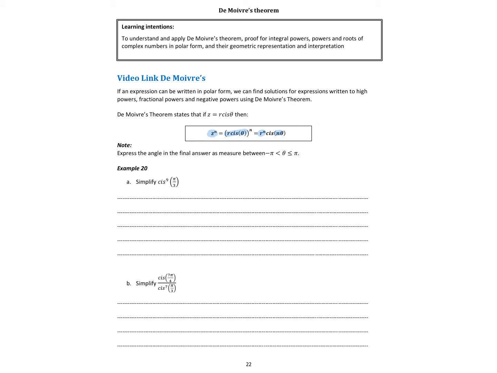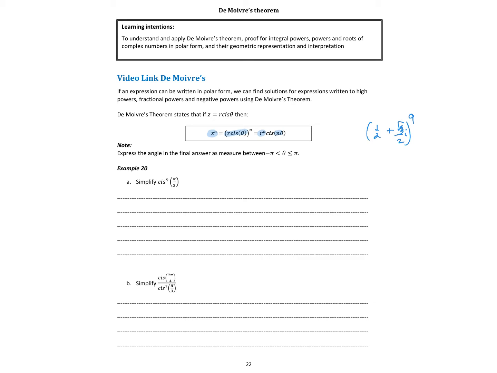So we can go through the proof and we might get around to doing that in class, but in short, the nice application of it is if we think of cis pi on 3, that's cos pi on 3 plus i sin pi on 3, which is a half plus root 3 on 2 i. If we raise that to the power of 9, imagine how hard that would be, trying to expand that.